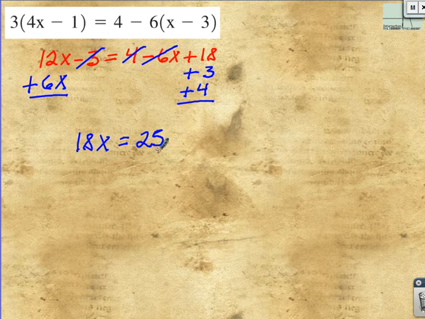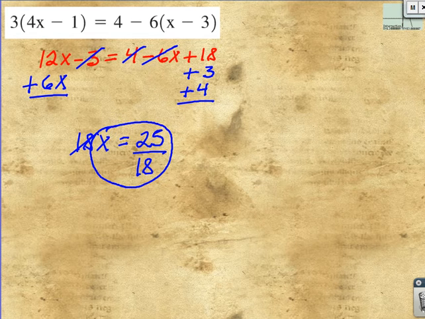That's ugly. To get rid of the 18, we're going to divide by 18. Try to reduce it. If it does not reduce, please leave that. Instead of writing it as a decimal, 25/18 is an exact answer. As soon as you change that to a decimal, it's no longer exact.